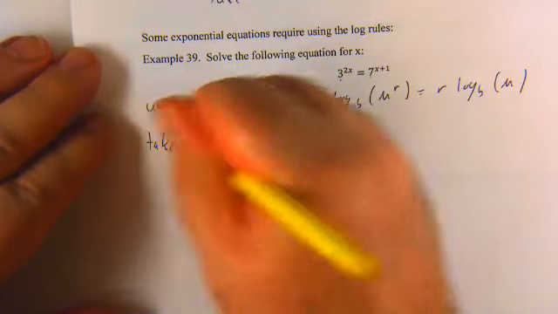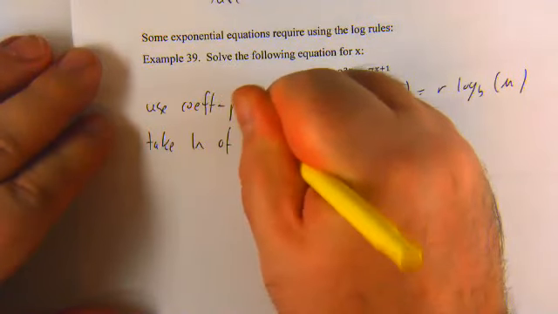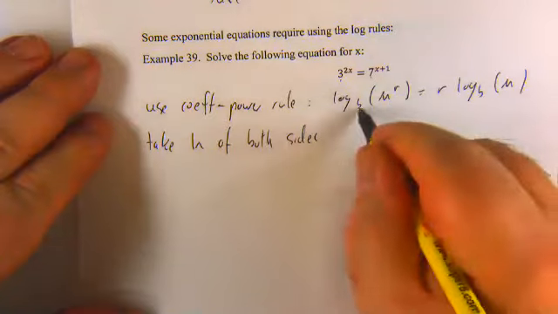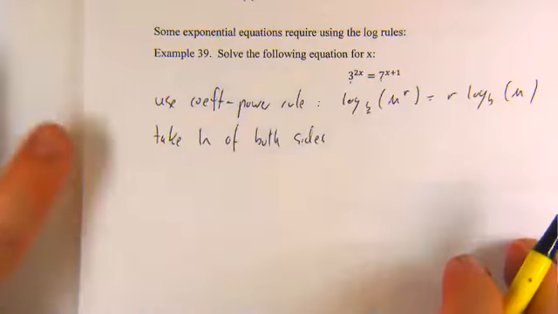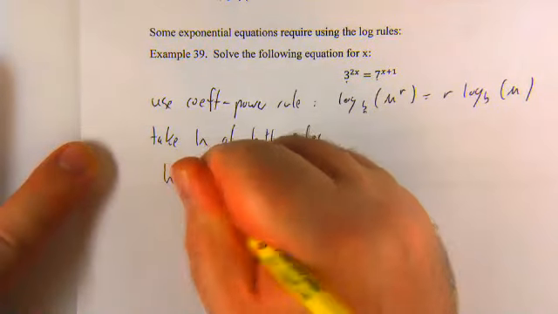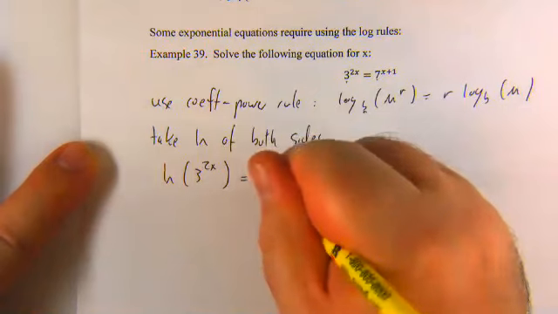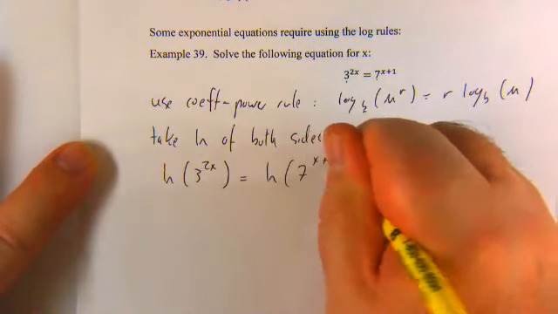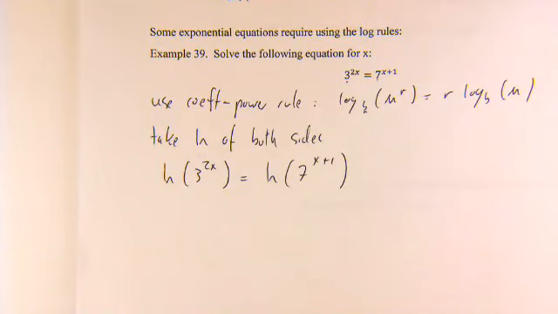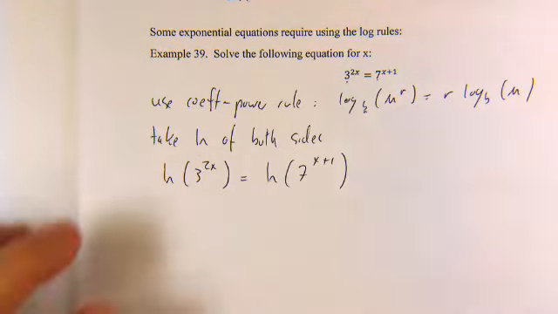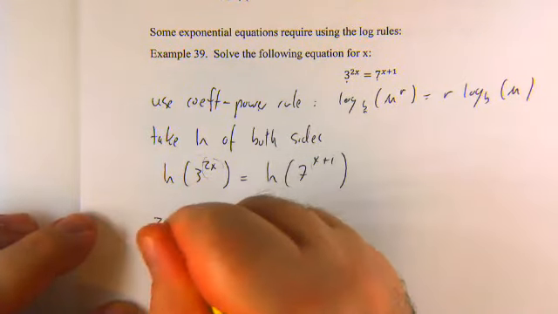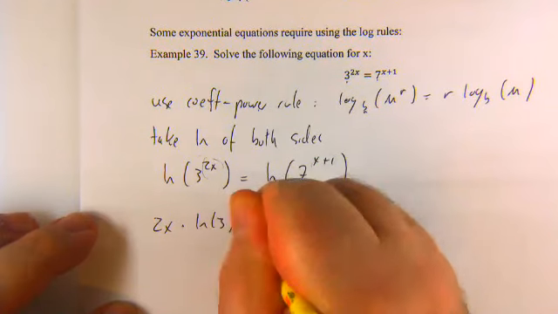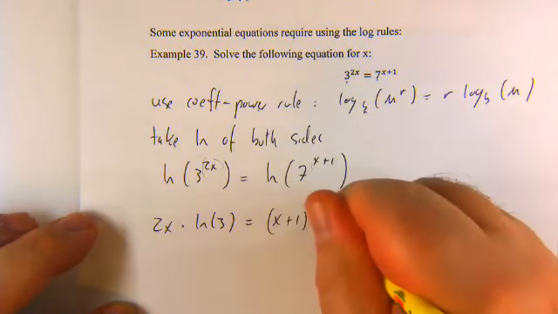Great. So we use the fact that it doesn't matter what base you use here for the coefficient power rule, and I'll take the natural logarithm on both sides. So ln of 3 raised to the 2x is ln of 7 to the x plus 1. As long as I do the same thing to both sides of the equation, I'm okay. Now I've got a power here, and I've got a power here. The power coefficient rule means that these can come out front as coefficients.